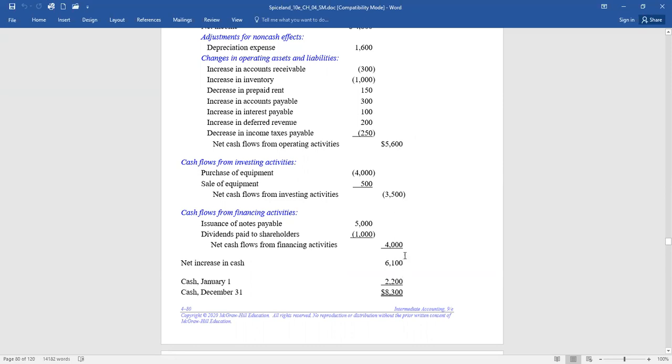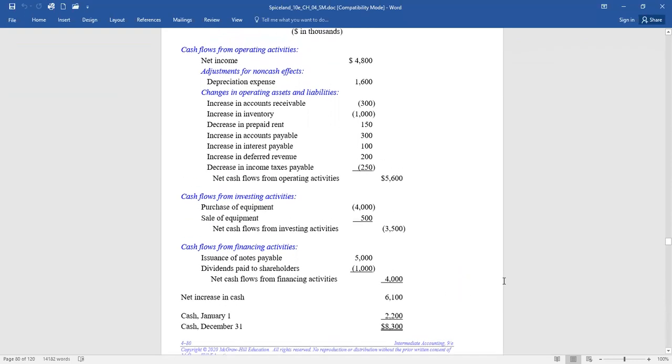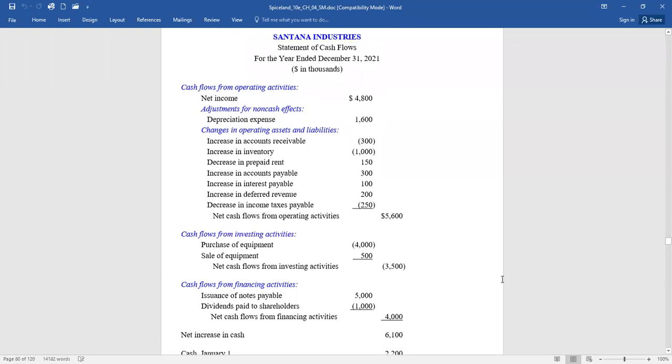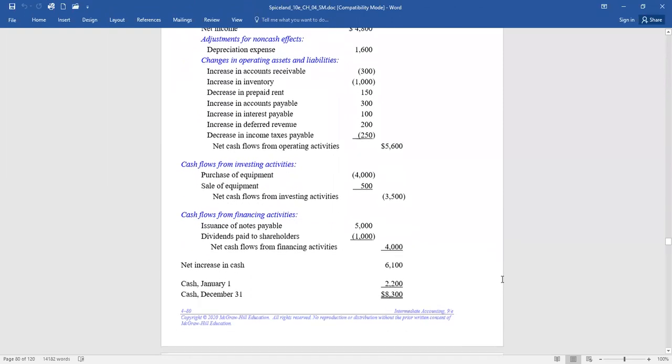Those three numbers combined. It starts at $2,200, and that's right off the balance sheet for cash. So if we add the $6,100 to the $2,200, that should be the ending balance of cash on our balance sheet, and it is. And that's how we complete a statement of cash flow, indirect method.